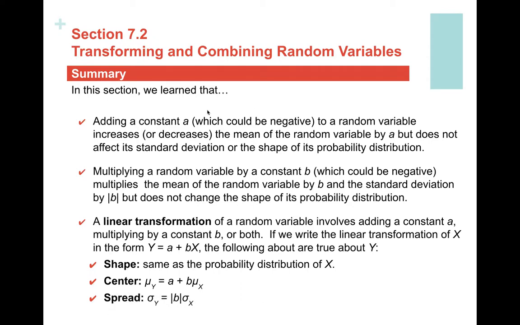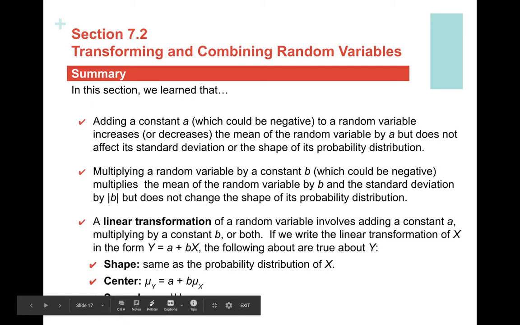So there you have it. You've learned that adding a constant a, and remember a could also be subtracting, it could be negative, to a random variable increases the mean of the random variable by a, but does not affect its standard deviation or the shape of its probability distribution. Multiplying a random variable by a constant b multiplies the mean by b and the standard deviation by the absolute value of b, but it doesn't change the shape. A linear transformation of a random variable involves adding a constant a, multiplying by a constant b, or both of those things. And then here we have your shape, center, and spread.